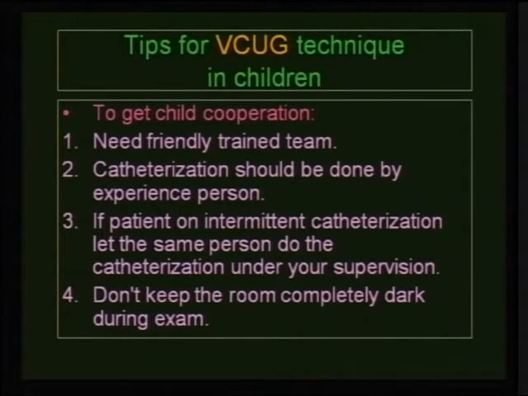And these are some tips on how you can handle a child. You need a friendly atmosphere. You need trained people who know how to handle a child. You need an experienced person to do catheterization. If you don't want to do it yourself, please train somebody, so as not to give the child a hard time and cause pain. If the patient has intermittent catheterization, done by himself or by the mother or somebody else, let that person do the catheterization in front of you and teach him the aseptic technique. Don't keep the room dark. The children are afraid of dark rooms.